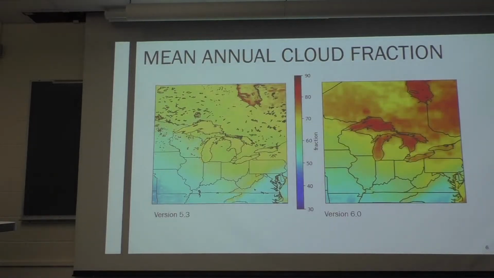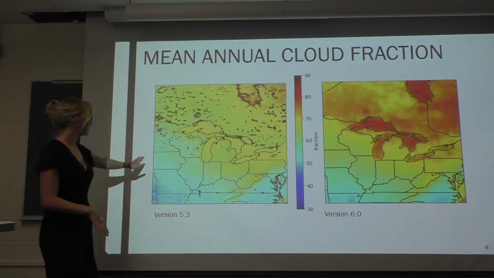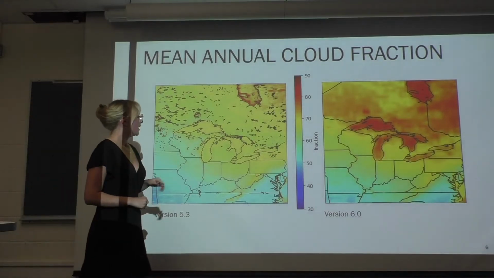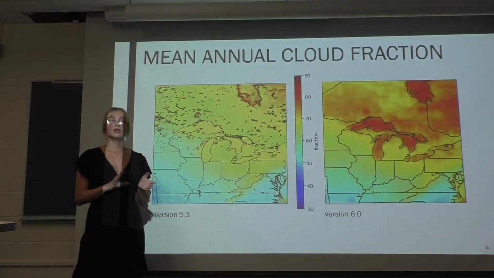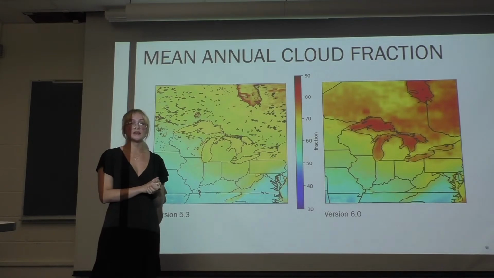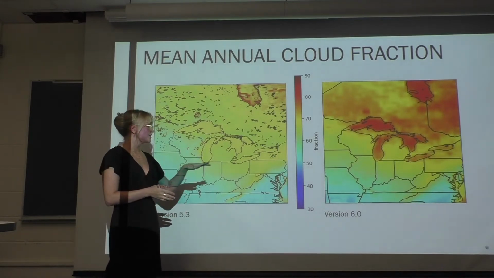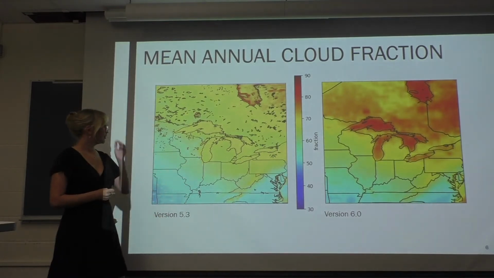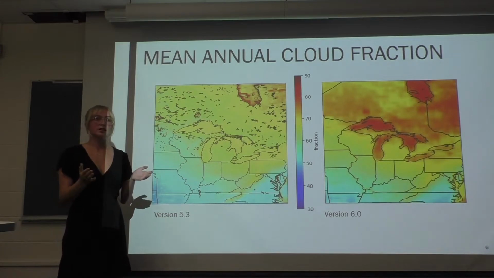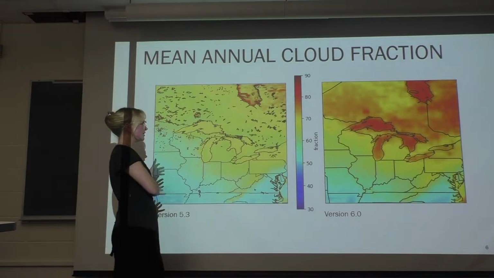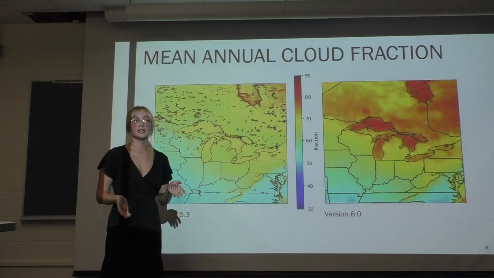So the first figure that I thought was important was the mean annual cloud fraction, where the figure on the left is version 5.3, and the one on the right is version 6. It takes the average of all years in the data set, so all 40 years for version 6 and all 30 years for version 5.3, and it takes the average cloud fraction so that we can see what the cloudiness over the Great Lakes looks like in general.